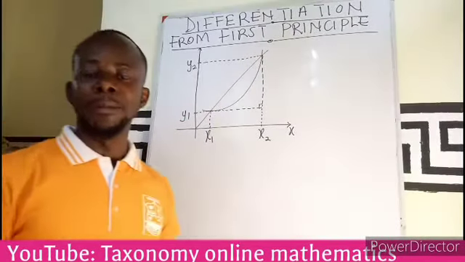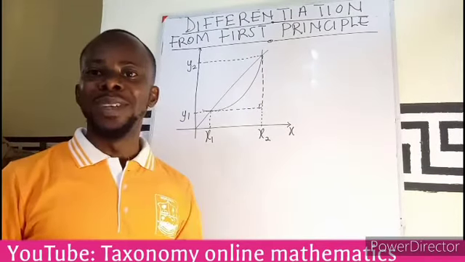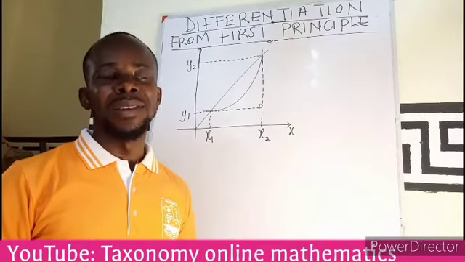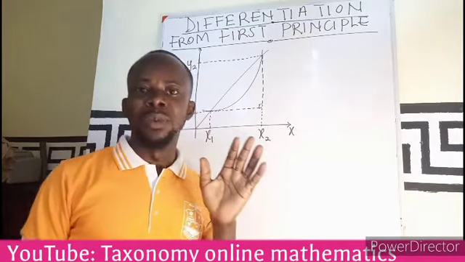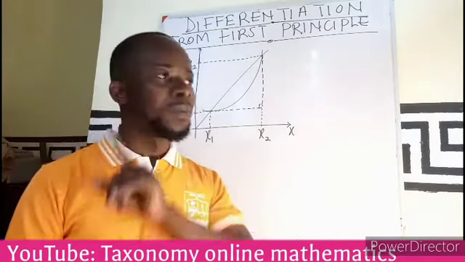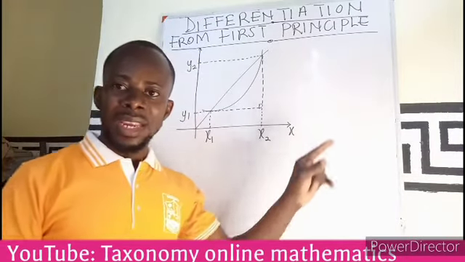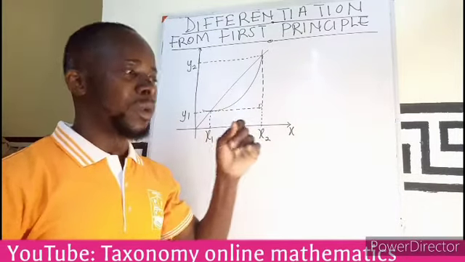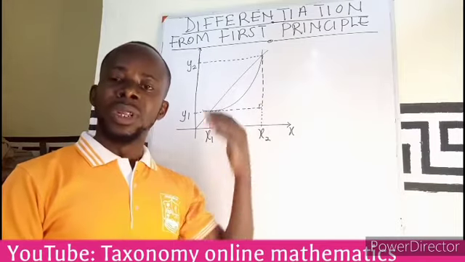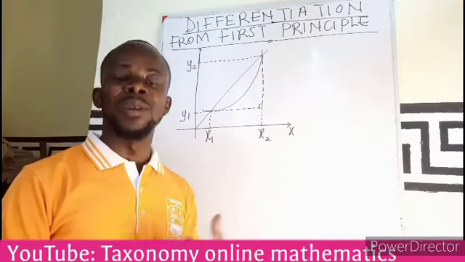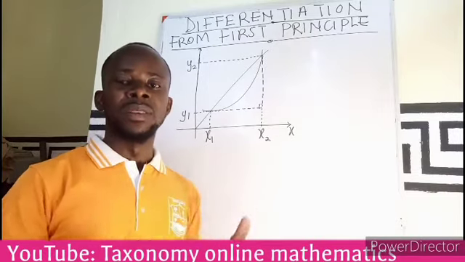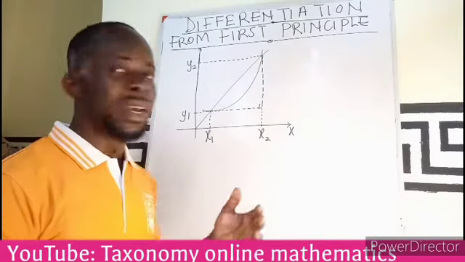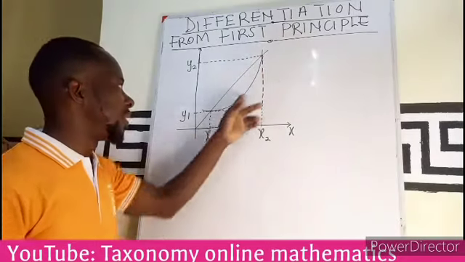Today we want to take the topic differentiation from the first principle. Alright, to find the differentiation, we are taking a curve. We want to find the gradient of a curve. Normally, differentiation is also the change on the y-axis over the change in the x-axis. So it's more or less the gradient function. So we want to find the gradient function of this curve.